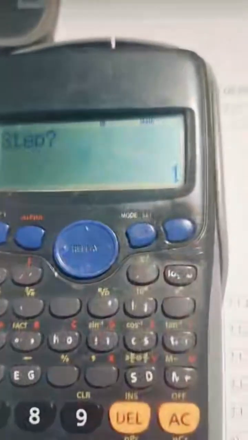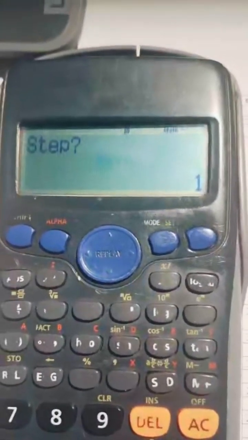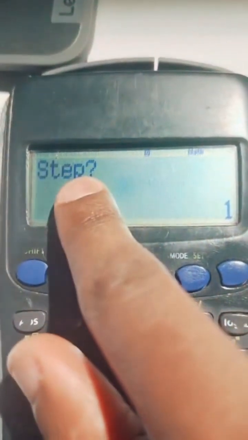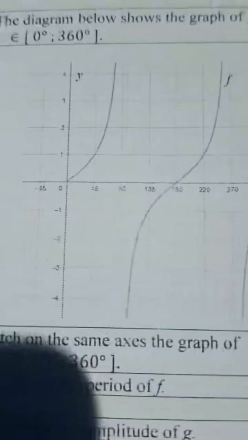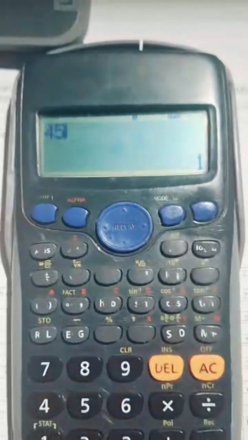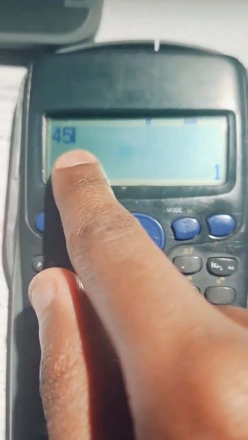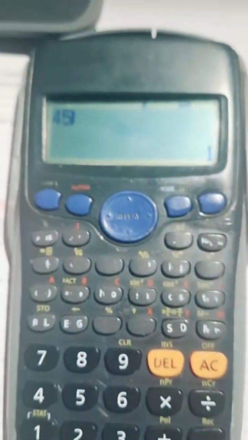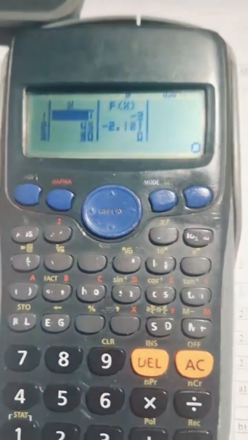You see this 5? It's no longer 5. Then what is the step? Our step is the increase, from 0 to 45. So we are going up by how much each time? By 45 degrees, because 0 to 45 is 45 degrees. 45 to 90 is another 45 degrees, which means our step is 45 degrees. So I'm going to type in 45. Then I'm going to say equal.